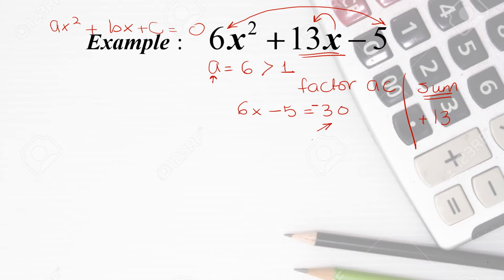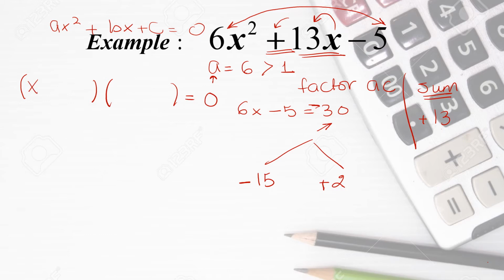So you all know that the factors of 30 are 15 and 2. 15 times 2 gives you 30. Now here it is negative, so you know that negative times positive will give you negative 30. So put negative 15 and plus 2. Why negative 15? Because you can see the middle term has a plus sign. So negative 15 plus 2 will give you plus 13. So come on this side and write the factors. So you have x minus 15 and here x plus 2.